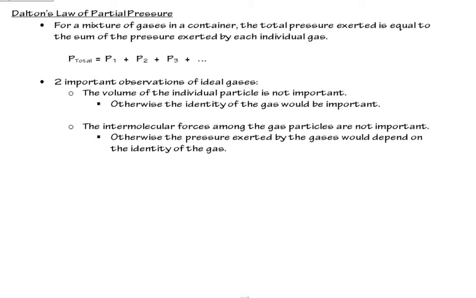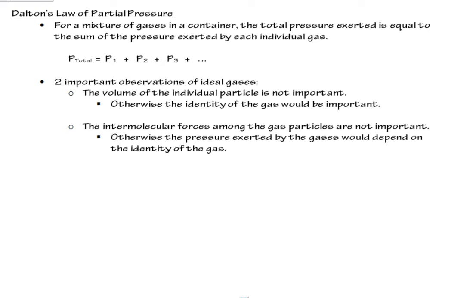Dalton's law of partial pressure might be one of the easiest gas laws to comprehend. It refers to a mixture of gases. If you have a mixture of gases in a closed container and you want to know the total pressure, it should just be the sum of the pressures exerted by each individual gas. In other words, add them up.